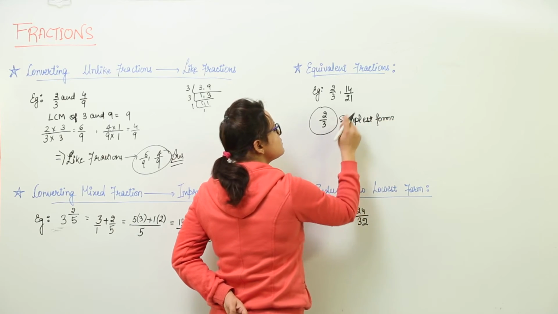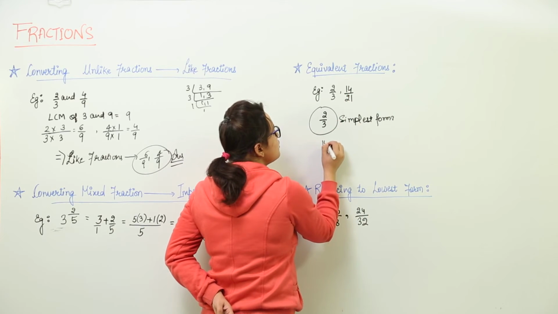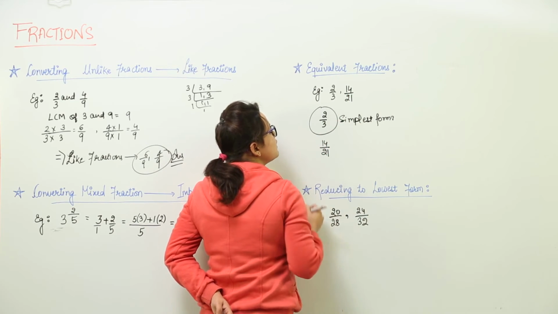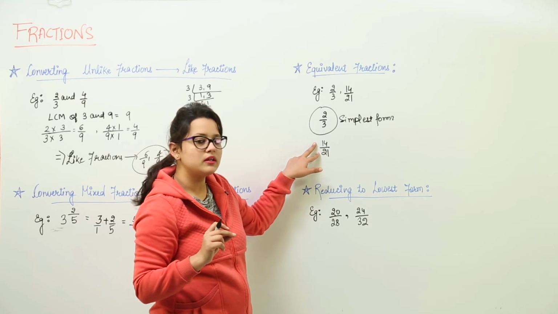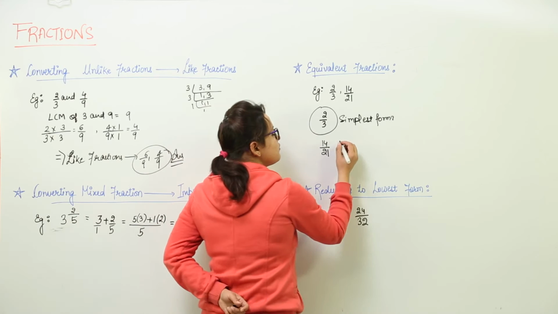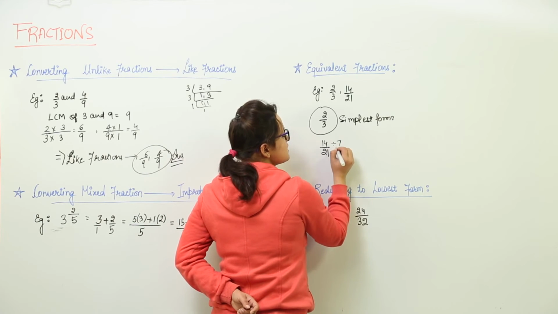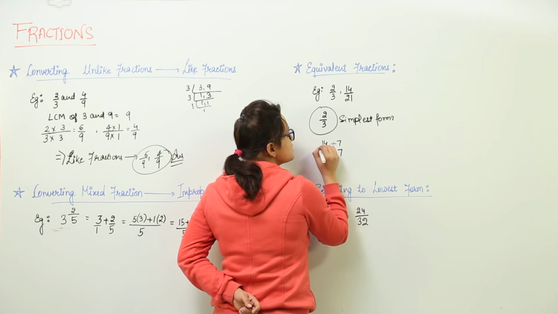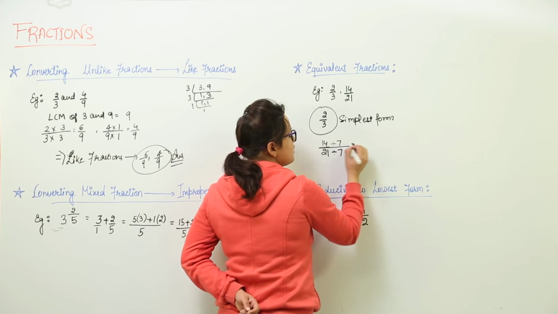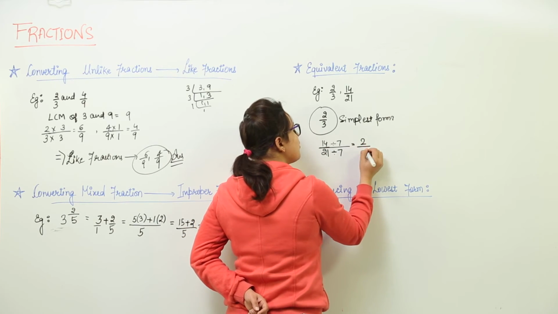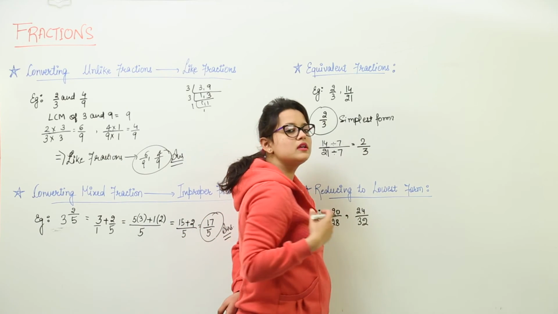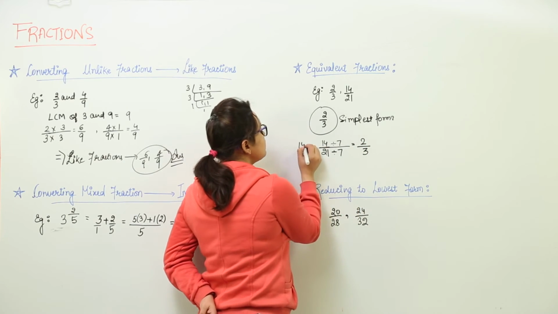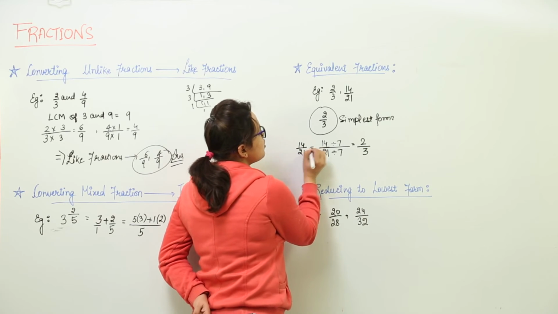Now what is the next thing that we can do? We have to check for 14 over 21. Is there any factor common to both other than 1? Yes, we do have. And what is that factor? That is 7. So we divide the numerator and denominator by 7. We get 2 upon 3. Now you can check 2 upon 3 cannot be reduced further, right? Because it does not have any other common factor.